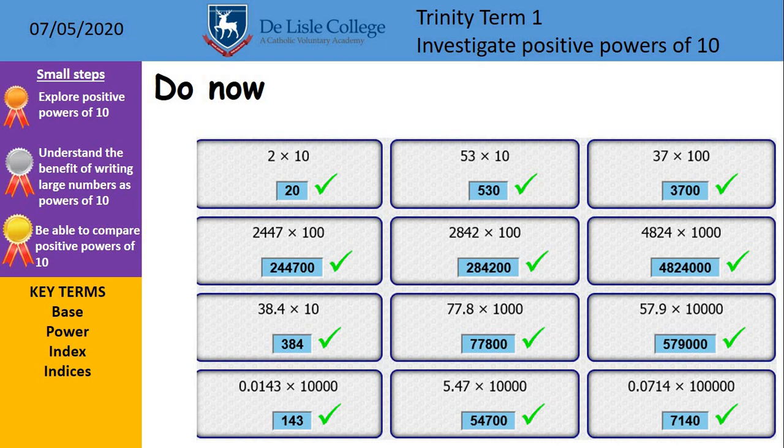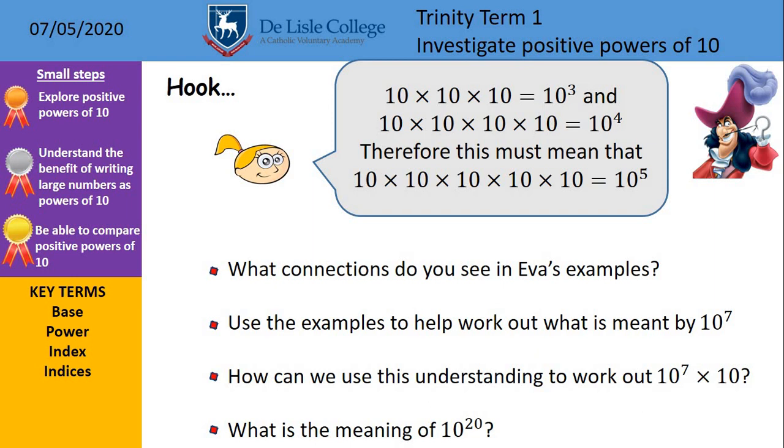So for the hook for today, we're going to have a look at Eva, this young lady here, who has come up with a suggestion to say that 10 times 10 times 10 is the same as 10 to the power of 3, and 10 times 10 times 10 times 10 would be 10 to the power of 4. So Eva thinks she has spotted a pattern there. What connection can you see in Eva's examples? And could you use those examples she's created to help work out what's meant by 10 to the power of 7? Could you then work out 10 to the power of 7 times 10 again? And what would be the meaning of 10 to the power of 20?